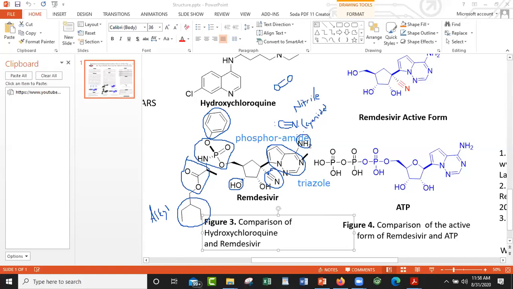Remdesivir has also been used for Ebola too, tested for Ebola. But that's what they're giving a lot of patients now. I think it's a 7-day course of that, but not hydroxychloroquine.